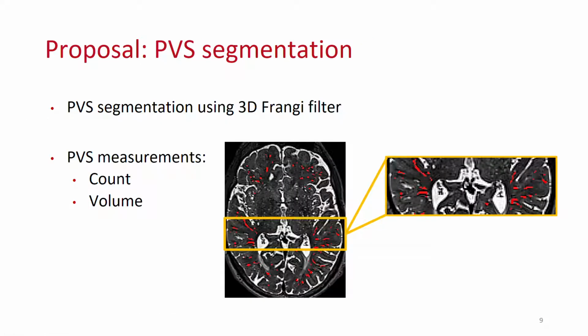The third step is PVS segmentation, and in this particular case we stick to the Frangi filter, which is the gold standard for PVS segmentation. We segmented PVS in two regions, the basal ganglia and central semiovale, and computed measurements afterwards, such as the count and the volume of them in the brain.